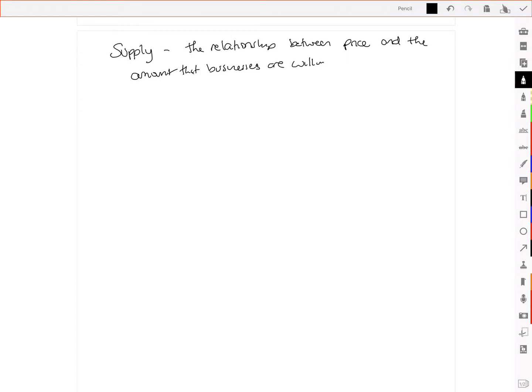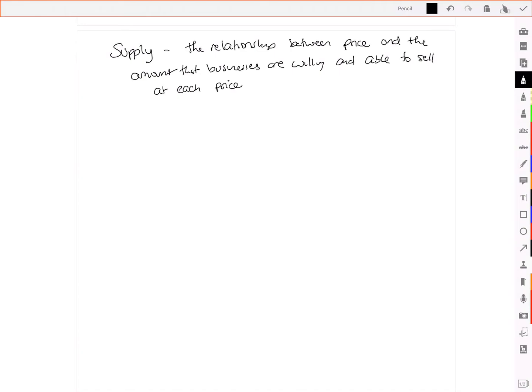Okay, so let's define supply. Supply is the relationship between price and the amount that businesses are willing and able to sell. And when we look at this relationship, we're looking at the amount that businesses are willing and able to sell at each price.